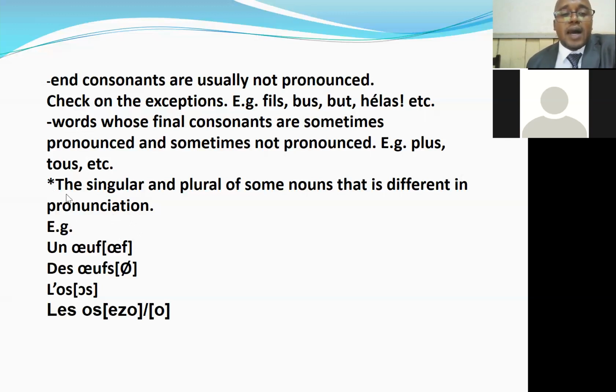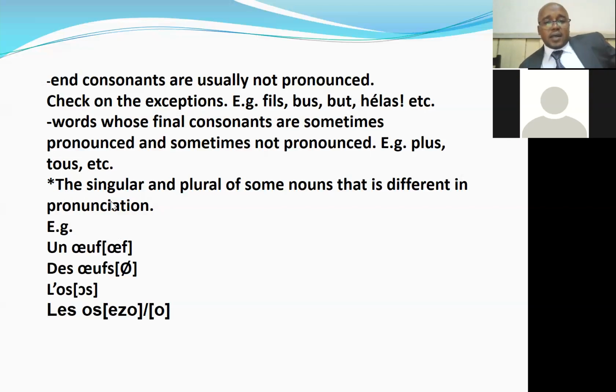Then we have the word tous. Tous, all of us. When it comes at the end of the sentence, you say nous tous. Sisi sote, nous tous. When it comes just before a comma, you say nous tous. But if it comes before other words, then it will be tou. The S will be silent. For example, nous sommes tous intelligents.